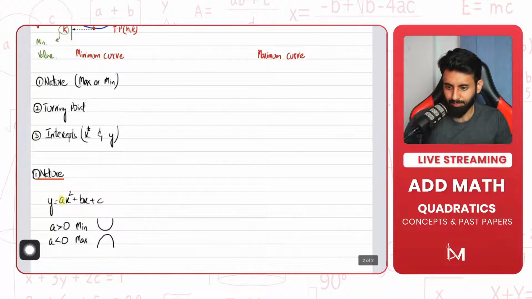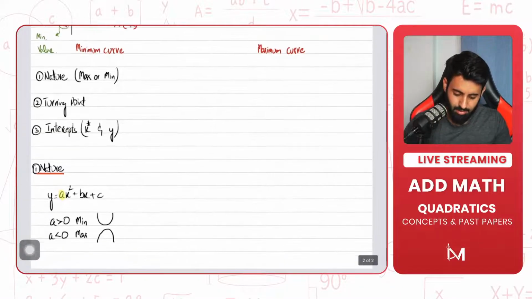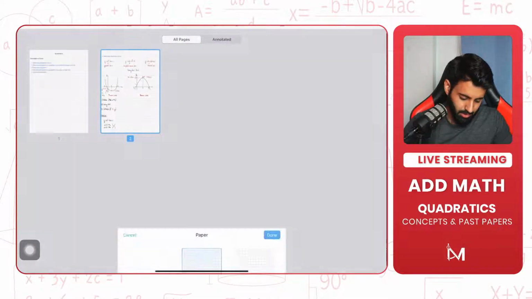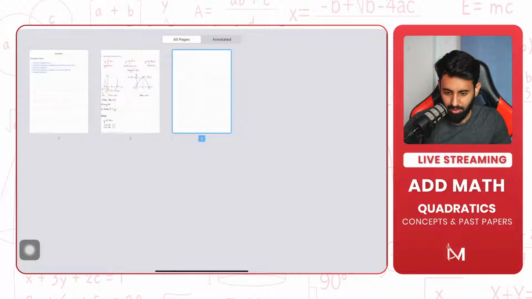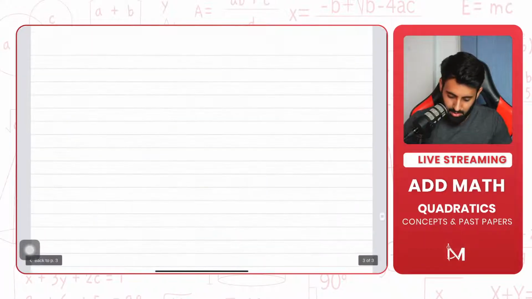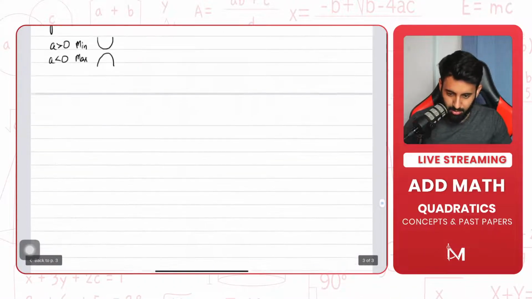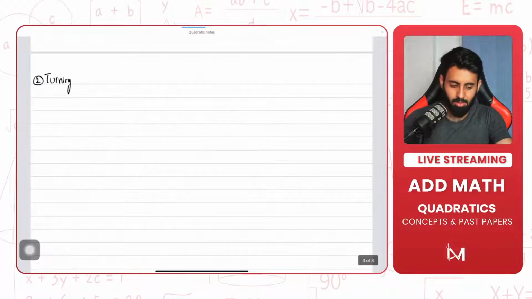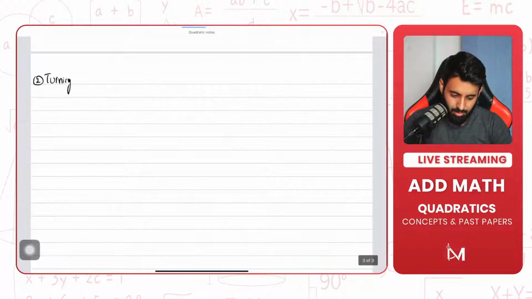Then we have the most important thing about a quadratic curve, and that is the turning point. Where, like I said, we'll be spending the most time. Now, in order to find out the turning point, remember, we need to bring it into completed square form.